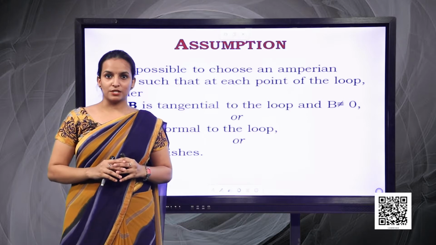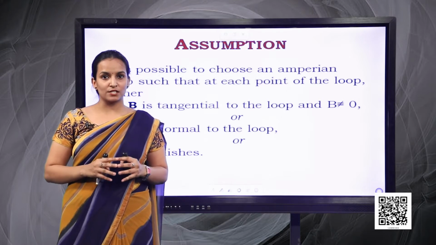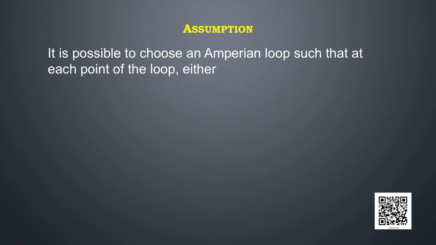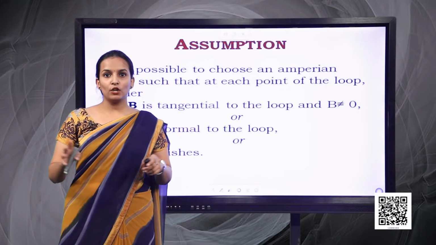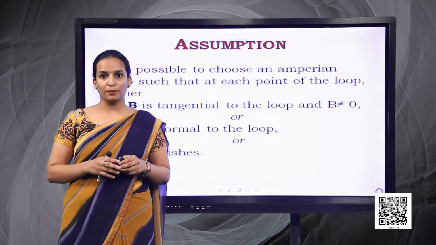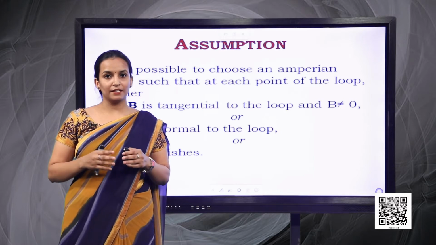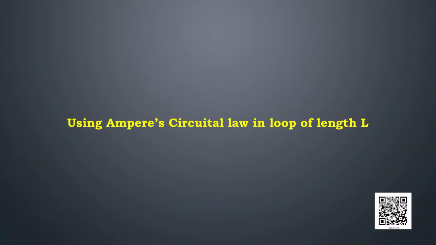For several applications, a much simplified version of Ampere's Circuital law proves sufficient. In such cases, we assume a loop called an Amperian loop and it is chosen in such a way that at each point of the loop, B is tangential to the loop and is a non-zero constant B, or B is normal to the loop, or B vanishes. Any of these conditions should be there to choose an Amperian loop. We are going to apply this concept to find the magnetic field due to different magnetic systems. Let's discuss some cases and see how we can apply Ampere's Circuital law.